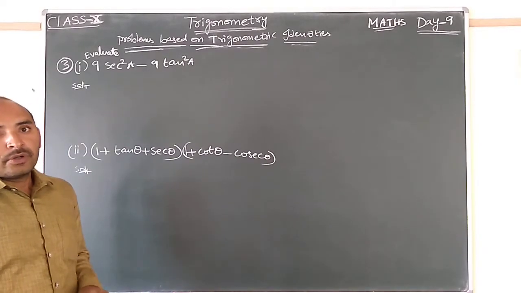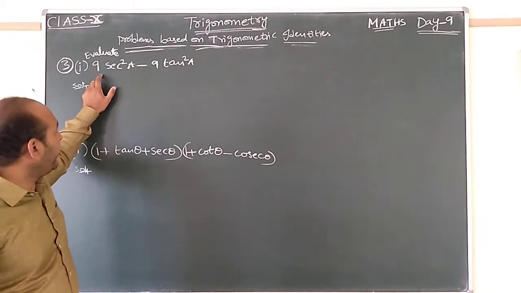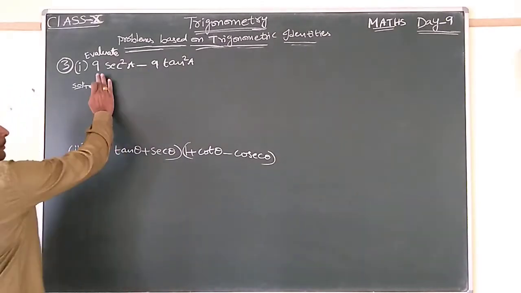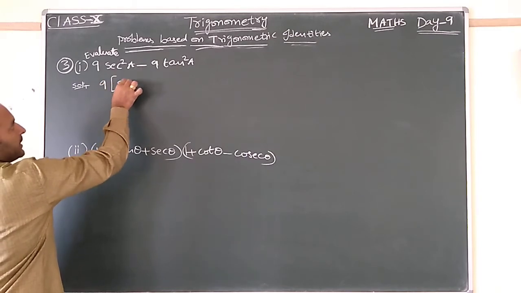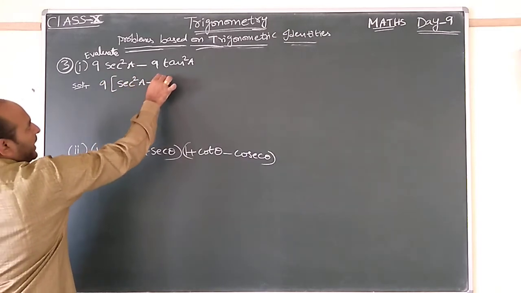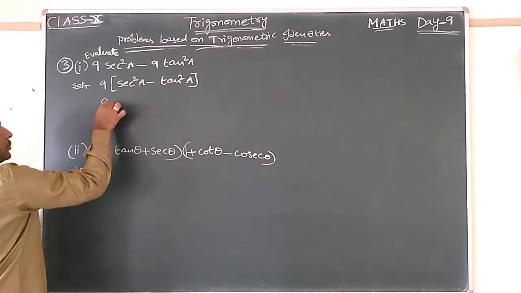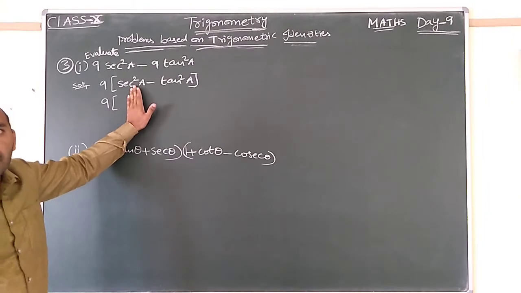So now let's move on to problem number 3. Evaluate 9 into secant square a minus 9 into tan square a. Here in both terms, take the 9 common. You will get 9 into secant square a minus tan square a. You can observe, this is the formula, the second identity.